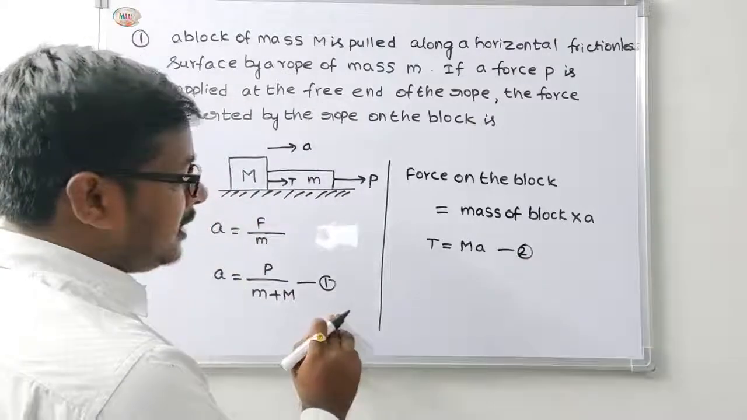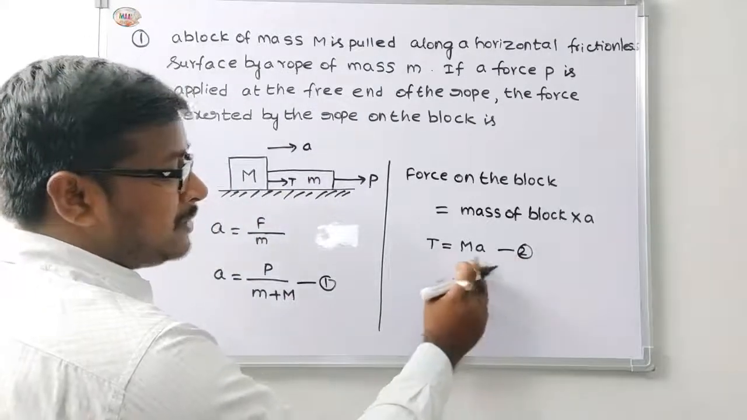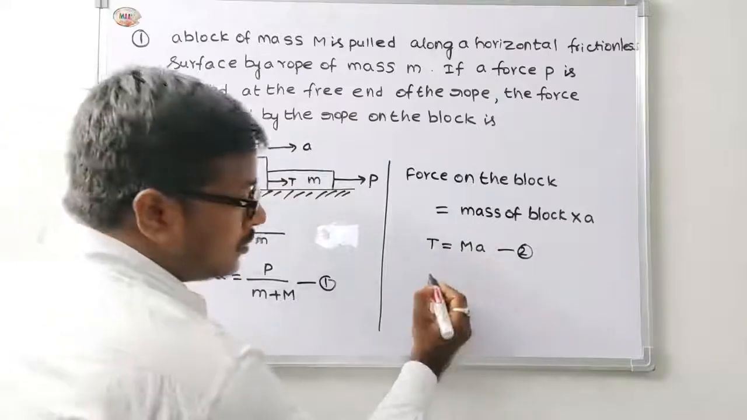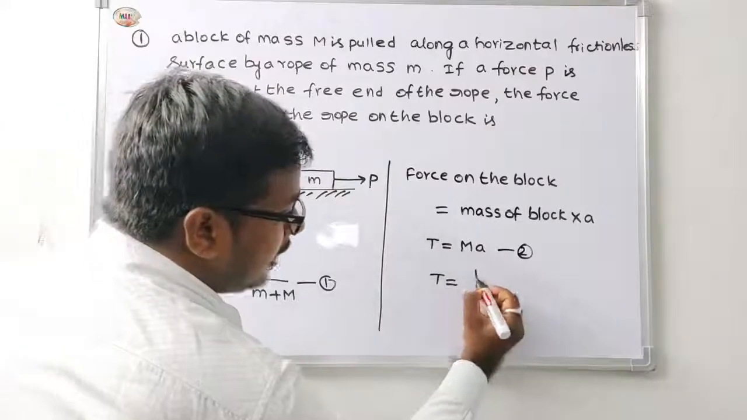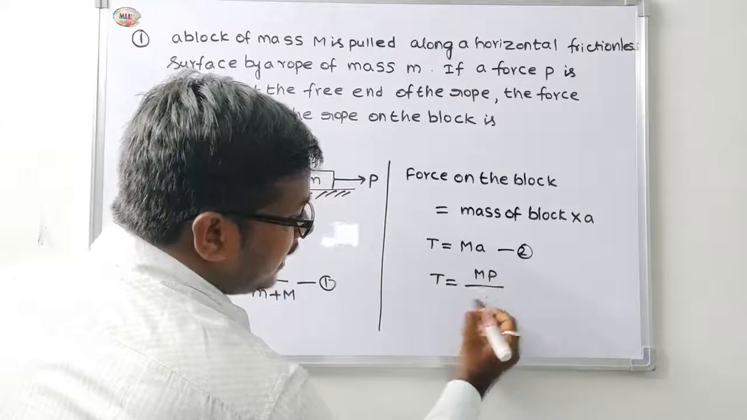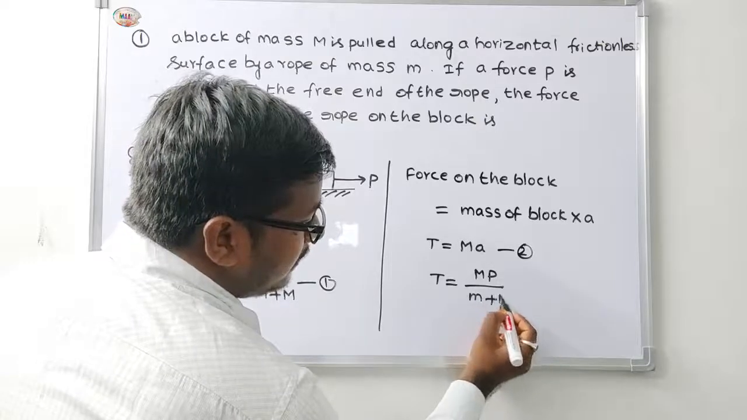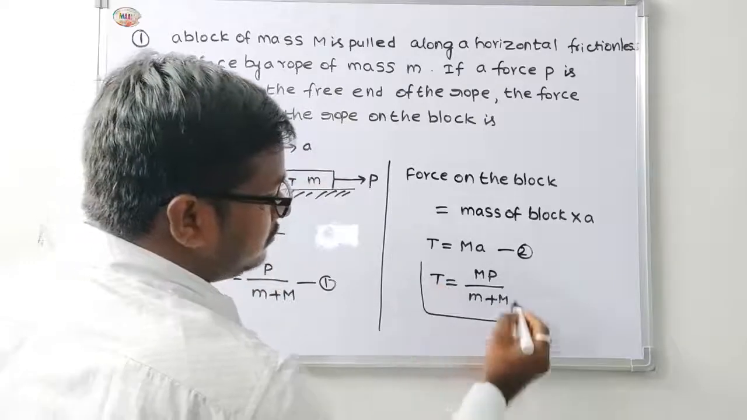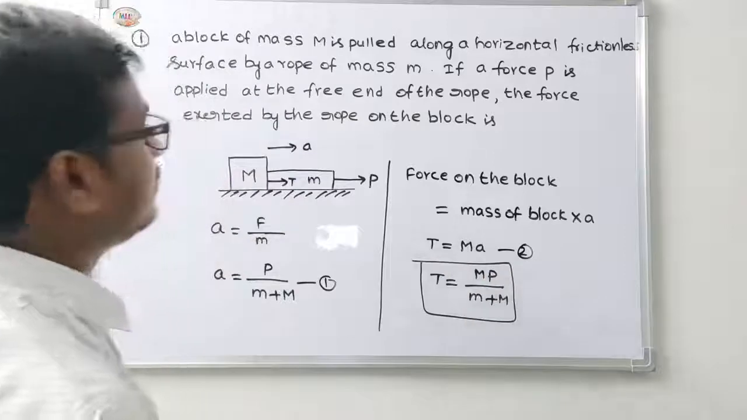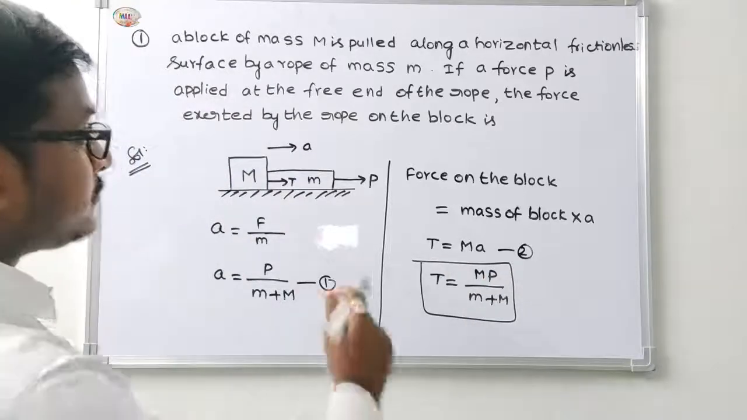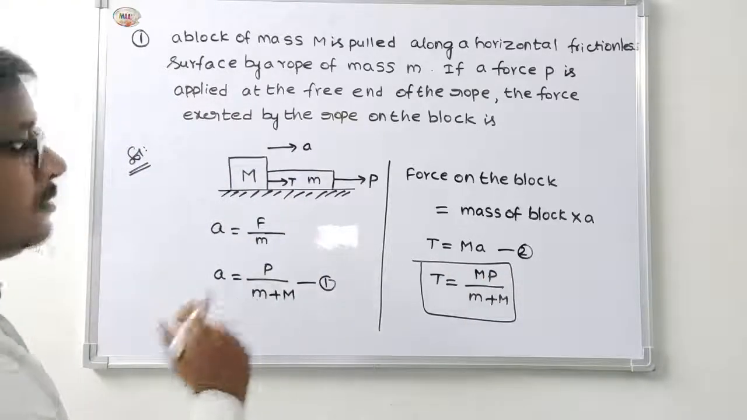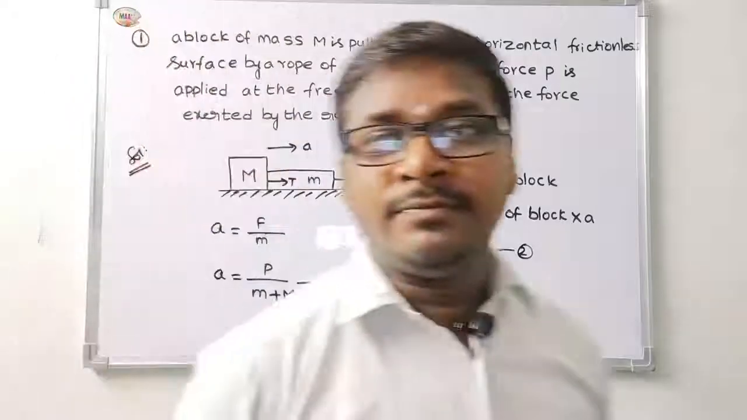Okay, substituting equation 1 in equation number 2, then T is equal to M into P, that is MP by small m plus capital M. This is the answer. It's a very important problem.